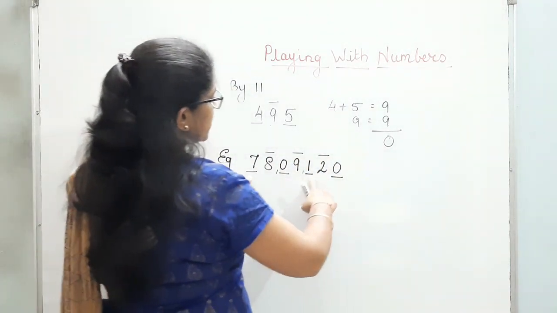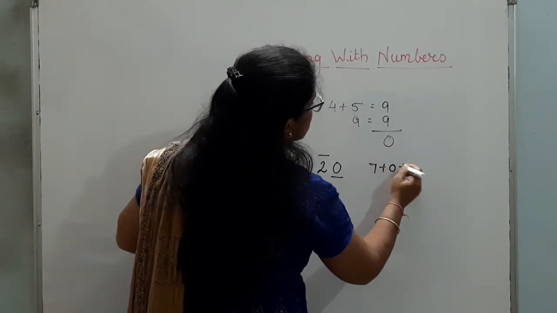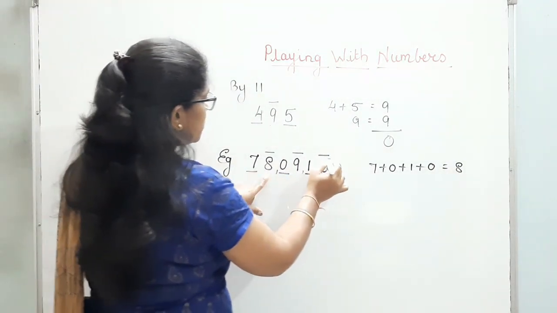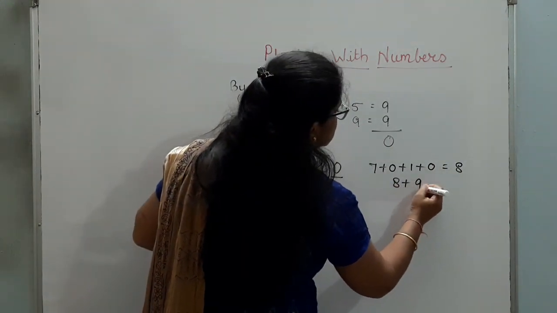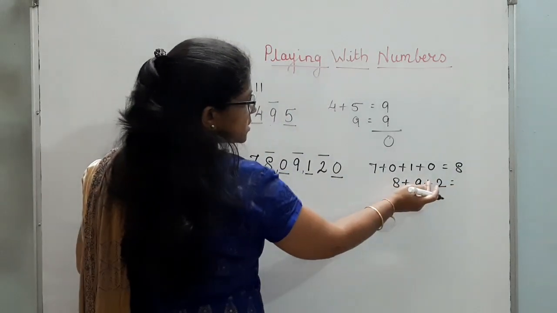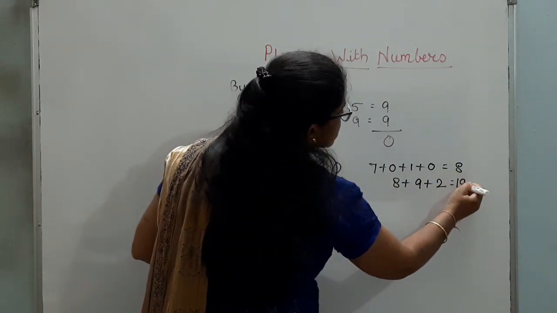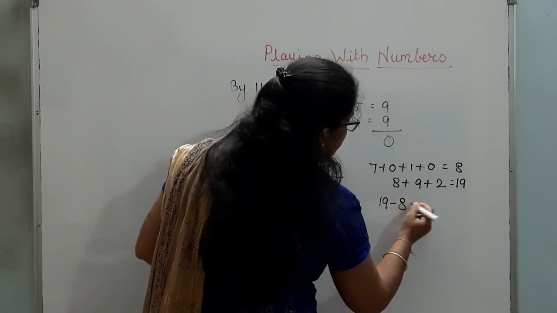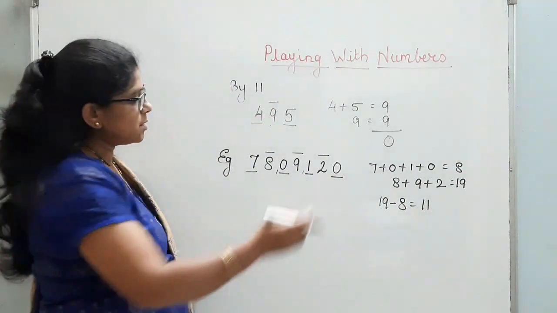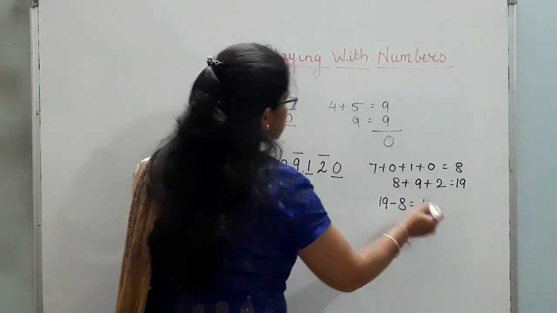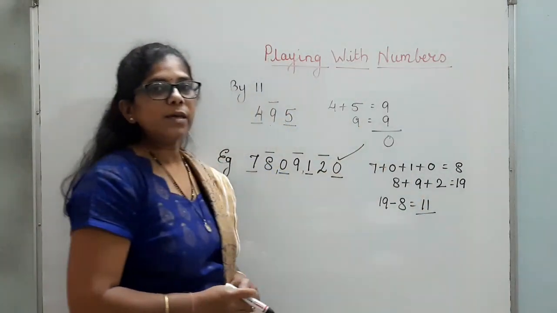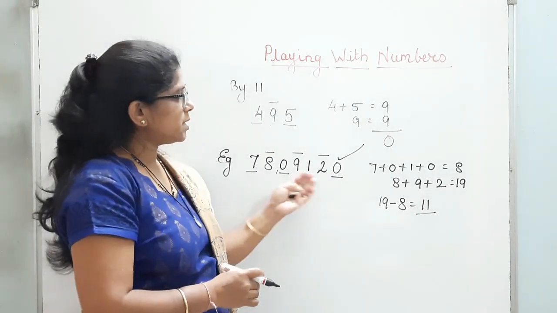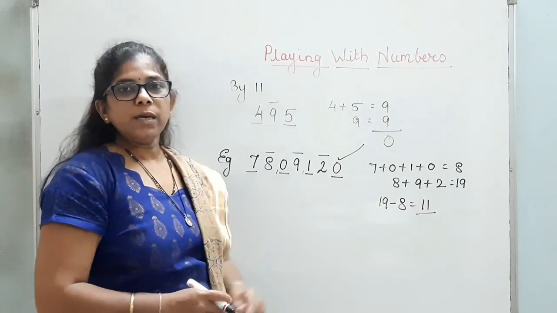7 plus 0 plus 1 plus 0. It's 8. Then 8 plus 9 plus 2. 8 plus 9 is 17, 17 plus 2 is 19. So here we have to find the difference. 19 minus 8 is 11. That means it is a multiple of 11. This means the given number is divisible by 11. So this is a simple divisibility test to check whether a number is divisible by 11 or not.